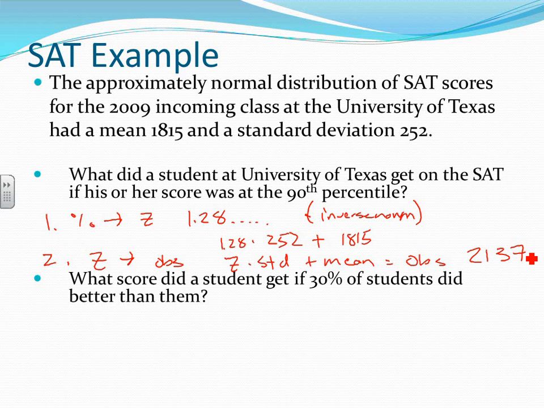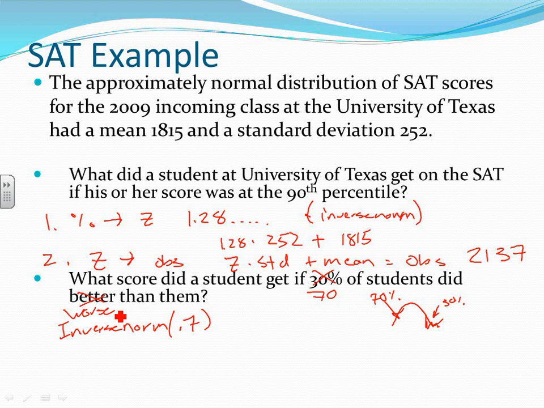On my calculator, it should just be inverse norm. Now, if you don't have it in your calculator, do it now. You're going to do inverse norm of 0.7. If you think about your curve, 30% did better. That means 70% is below. We know inverse norm is all about percentage below, so we have to change that question to: what score did a student get if 70% of students did worse than them? And now we can use inverse norm.